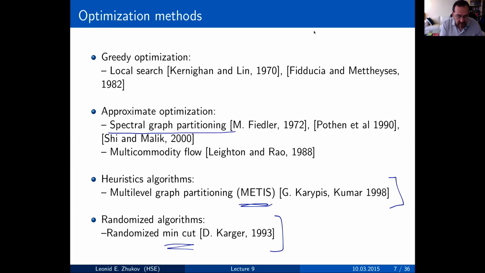And we're going to talk today about spectral graph partitioning. This algorithm was first proposed in 1972. It was brought back into attention in the 90s. And it really started a second life after the paper by Shi and Malik for using spectral graph partitioning for image segmentation. They considered images as graphs where neighboring pixels are connected, and the strength of the connection depends on overlapping filters. People instantaneously remembered the spectral graph partitioning and have used it a lot since then. And there is a multi-commodity flow method by Leighton and Rao. It's also an approximation optimization for that NP-hard problem.